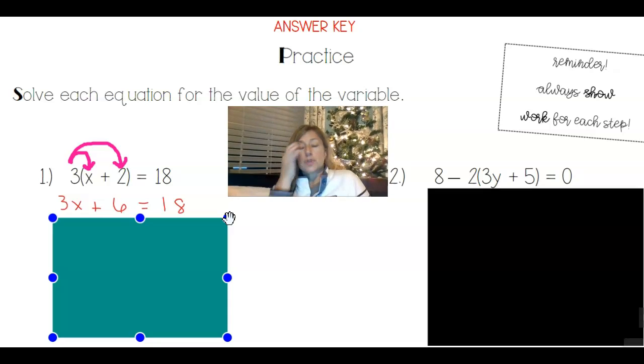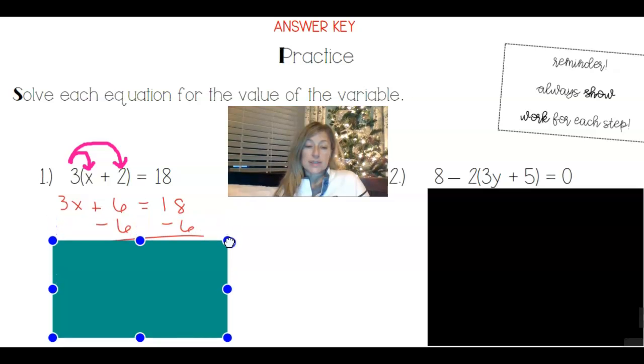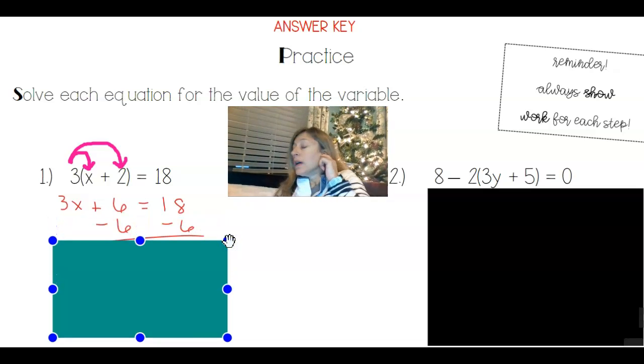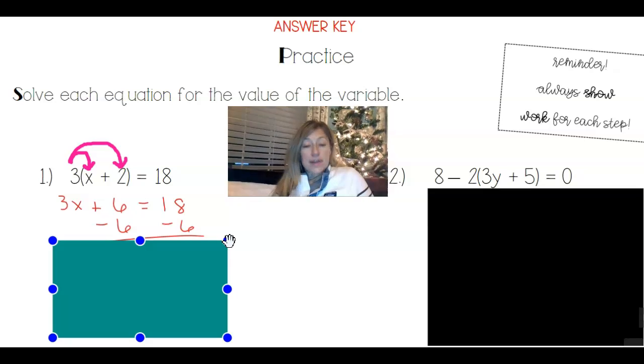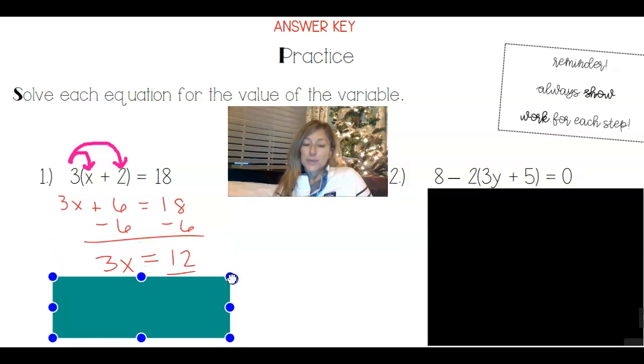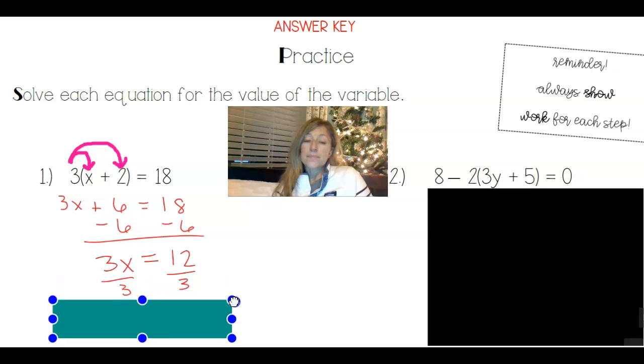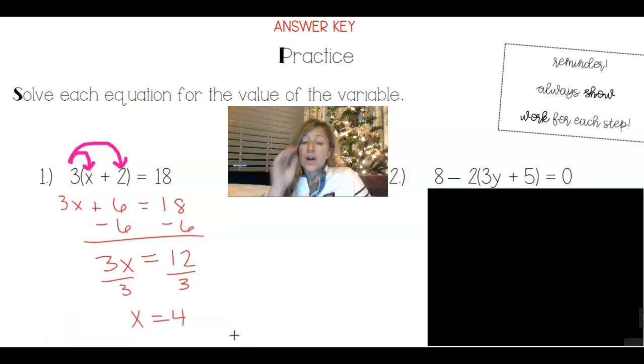I look for addition and subtraction first. I'm adding 6, so the inverse operation of addition is subtraction, and I need to subtract 6 on both sides. Once I get done with that, I'm left with 3x equals 12. 3x means multiplication, so the inverse operation is division, and I'm going to divide both sides by 3. 3 divided by 3 is 1. That means I have 1x left, and I know that equals 4.